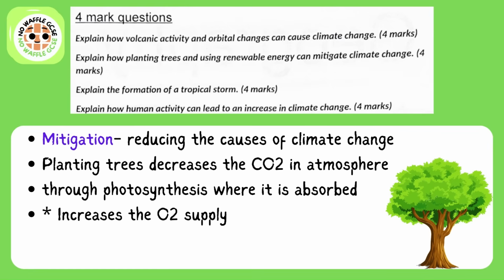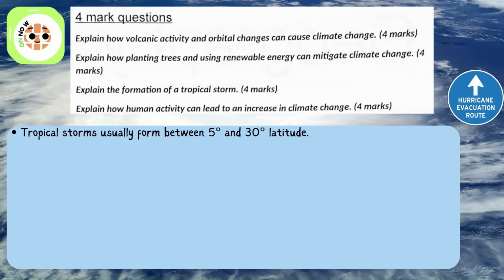Looking at the next question, explain the formation of a tropical storm. Now, there's a lot of steps to this question, so we need to really think about how to break the process down. Have a go, and let's now go through it. So, the first thing that you should always mention is that tropical storms usually form between 5 and 30 degrees latitude. Now, this isn't temperature. This is talking about the position in terms of the Earth and the equator, so how far from the equator that this is happening. So 5 to 30 degrees is quite close to the equator.